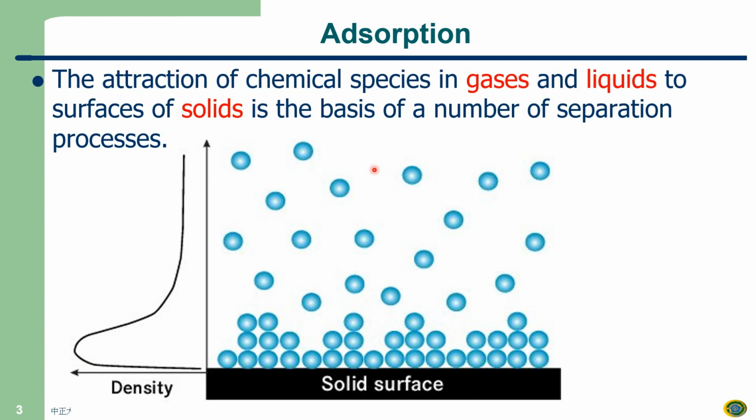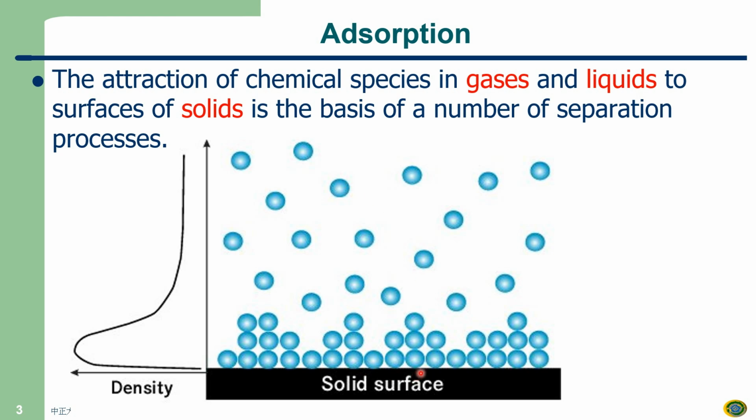So what is adsorption? Adsorption is the attraction of a chemical species in gases or liquid to the surface of the solid. This is the surface of the solid. It is the basis of a number of separation processes. So you want to know the amount of molecules or atoms on the surface. When the molecules become adsorbed on the surface, this can be regarded as a solid, and this can be regarded as a gas or liquid.